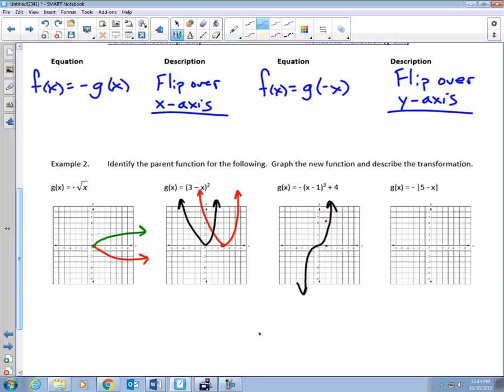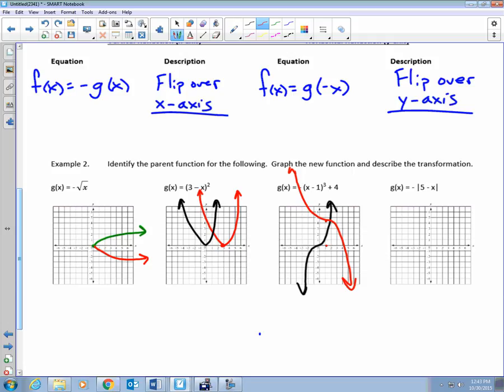We're going to draw the same shape. This point right there where it kind of changes direction, so to speak, is now going to be up there. Right 1, up 4, flipped upside down.